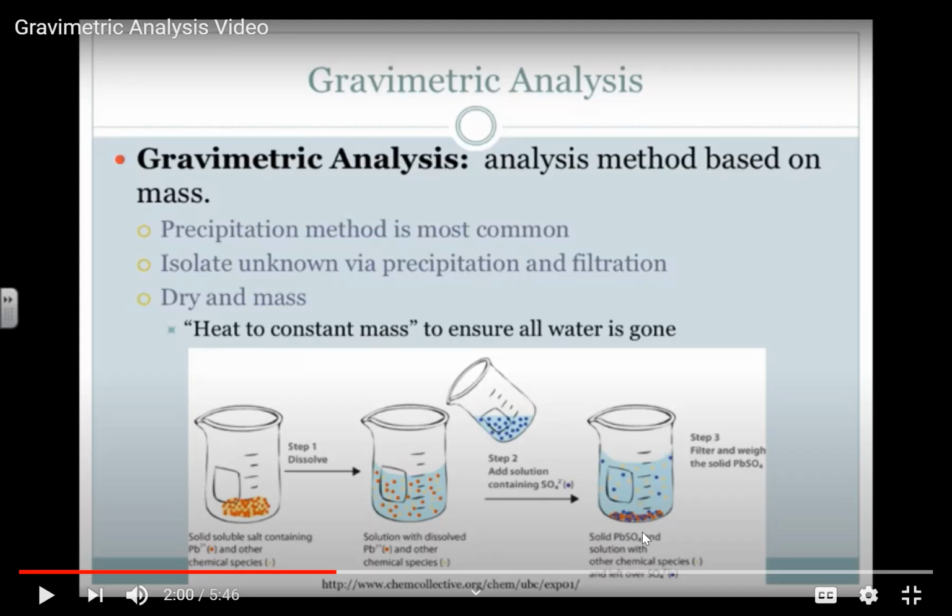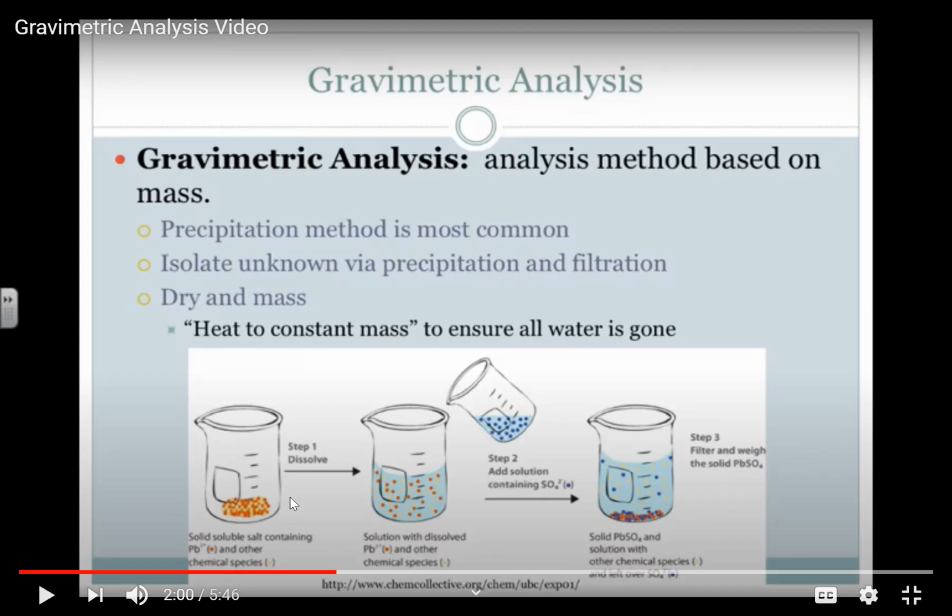From this solid, you can wash it, filter it, dry it, and then weigh it until all the moisture is gone, and you get the mass of the final product, which is PbSO4. So this is precipitation gravimetric. This is what precipitation gravimetric is all about.